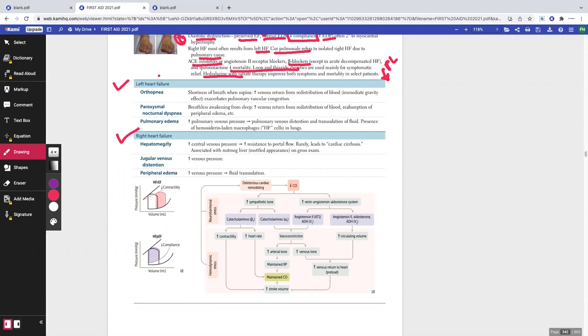Now, signs and symptoms of left and right heart failure, we have already discussed this. Left heart failure is orthopnea, paroxysmal nocturnal dyspnea, and pulmonary edema. Over here, the pathologies are extremely important. These pathologies will be presented in your answers. They will describe one of the symptoms, and then they will ask you, why do we get orthopnea? Why do we get paroxysmal nocturnal dyspnea? Since we have already discussed this, I'm not going to go into the details, but every line over here is an answer. So please try to remember them. This is your homework for today. I'm going to ask you tomorrow what are the pathologies, okay? Right heart failure symptoms are hepatomegaly, jugular venous distension, and peripheral edema. Okay, are we clear, yes or no?